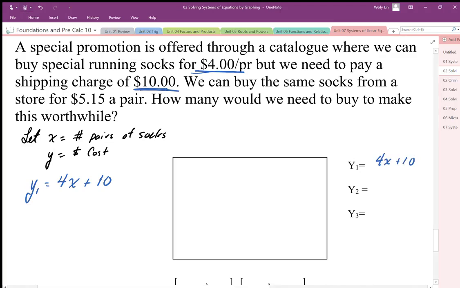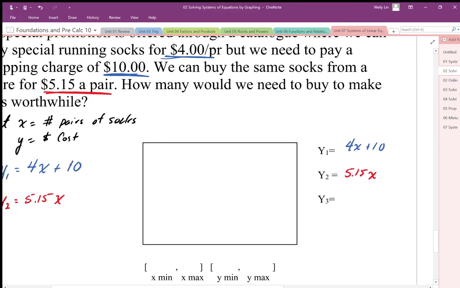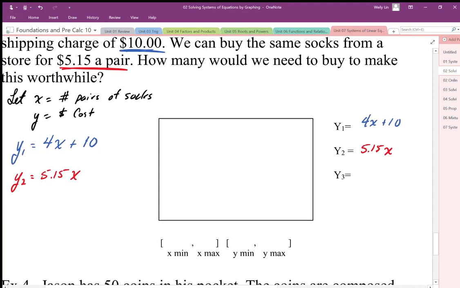For the other relationship, we'll call y2. It's strictly based on $5.15 times the number of pairs of socks. And so I'm going to graph this. So I'm just going to make my graph, scale my graph a little bit, because I don't need to have negative socks or negative dollars.